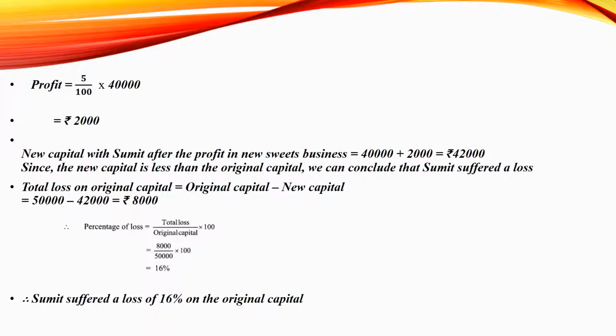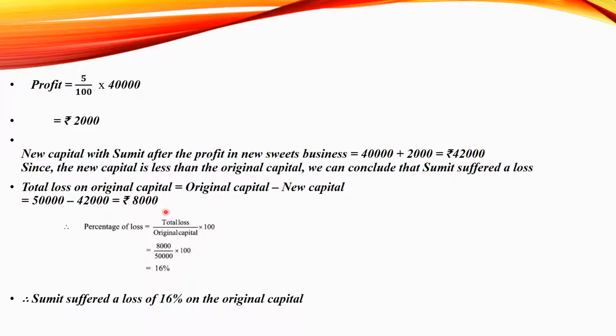So here profit is equal to 5 upon 100 into 40,000, which is equal to rupees 2,000. So the new capital with Sumit after profit in new sweet business is 40,000 plus 2,000, which is equal to rupees 42,000. Since the new capital is less than the original capital, we can conclude that Sumit suffered a loss. So total loss on original capital is equal to original capital minus new capital, which is 50,000 minus 42,000. So the loss is rupees 8,000.